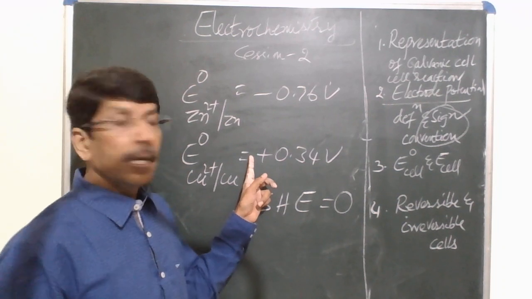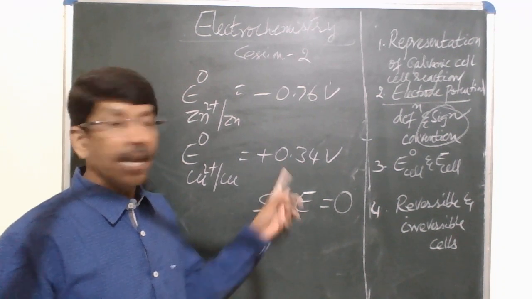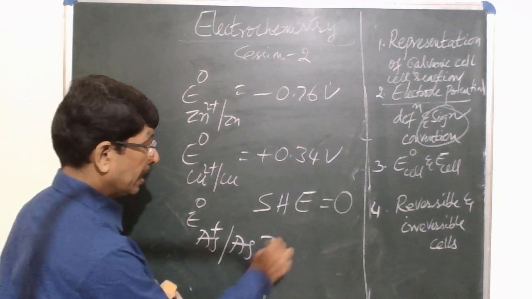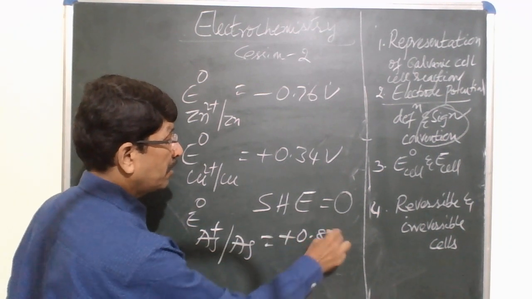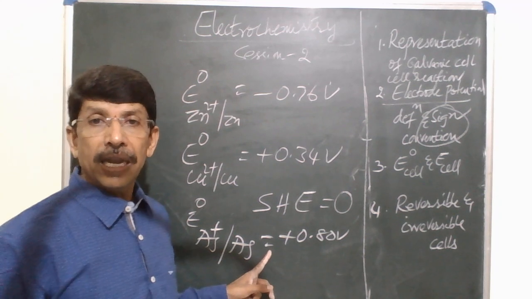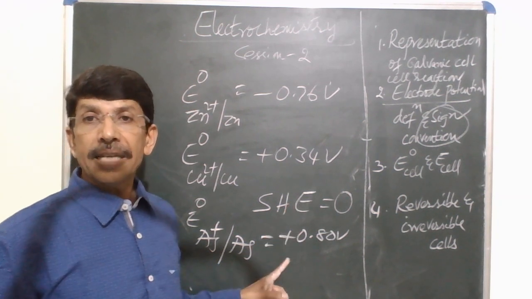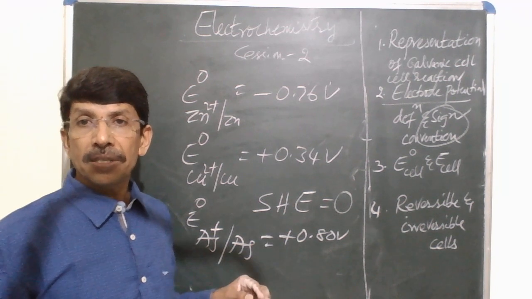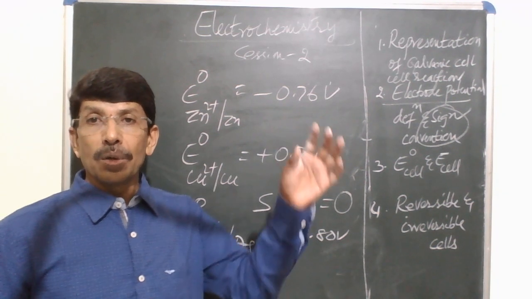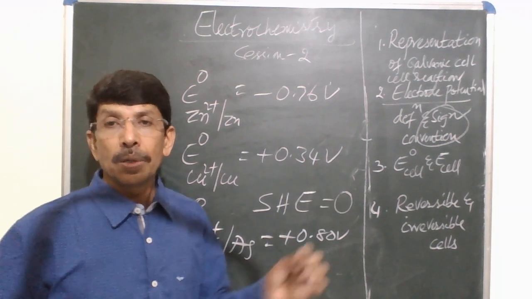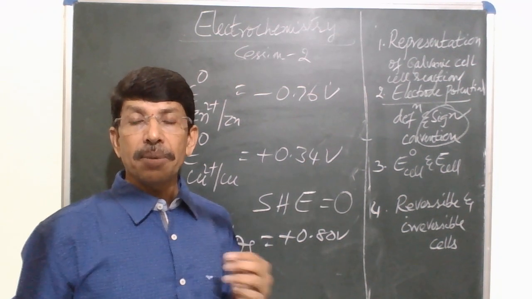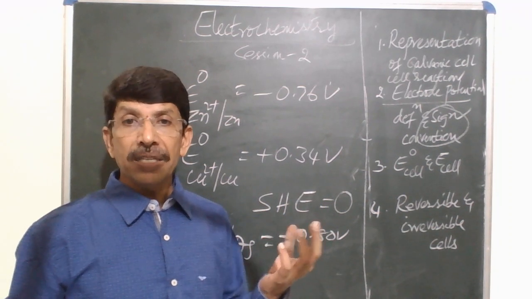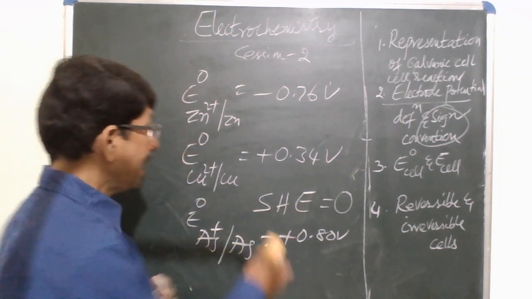So here the standard electrode potential of copper is plus sign, the standard electrode potential of silver is plus 0.80 volts, which means again the silver electrode when connected to SHE acts as cathode. Similarly the gold electrode acts as cathode when connected to SHE. If you take the zinc electrode, aluminum electrode, magnesium electrode, sodium electrode, potassium electrode, all these have negative reduction potentials, which means these electrodes when connected to SHE act as anode.